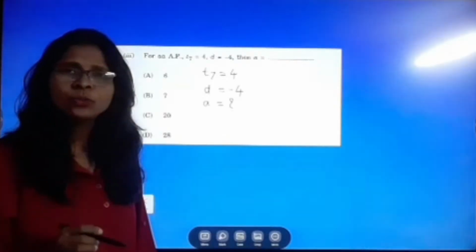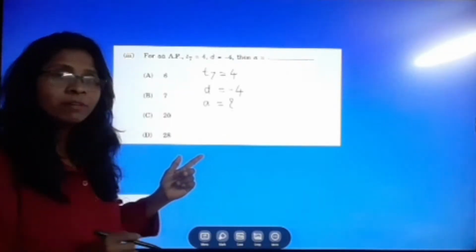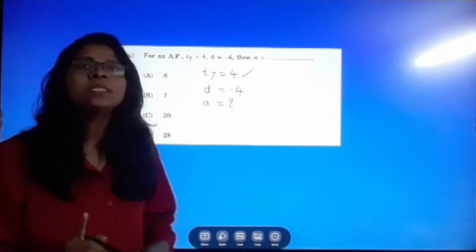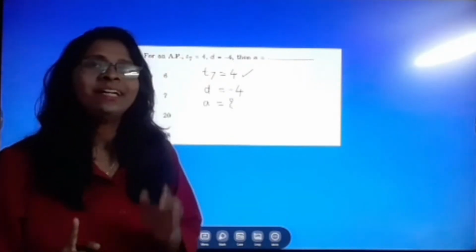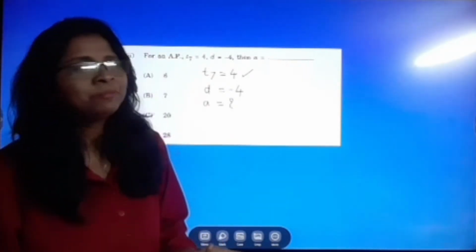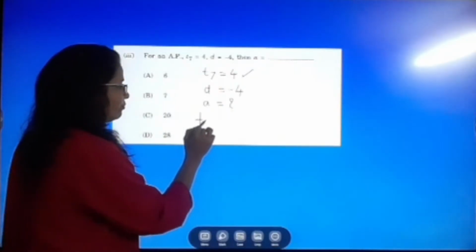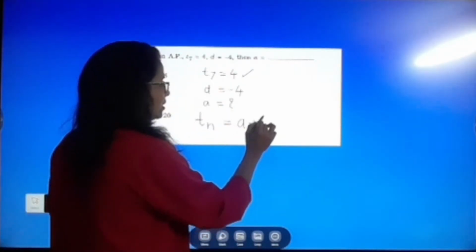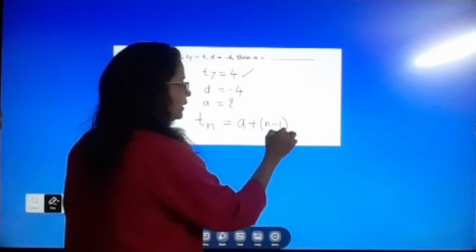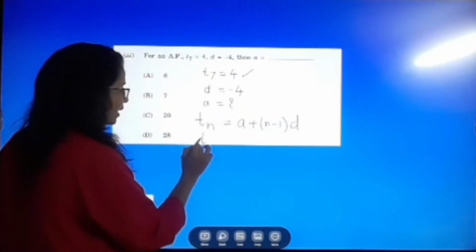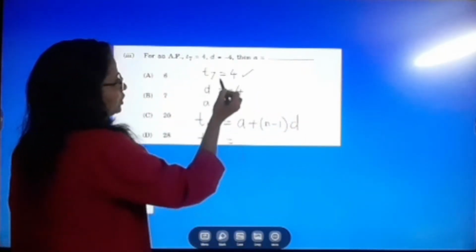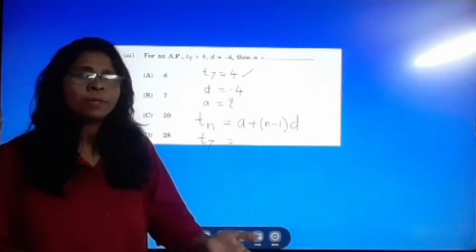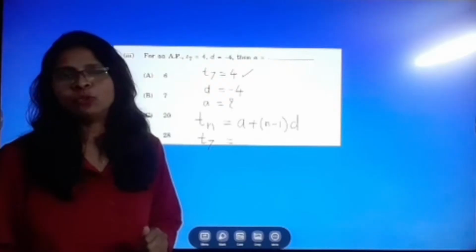So now here student, T7 is given. That means students, we have to use the formula for Tn. Very easy. The formula for Tn is equal to A plus n minus 1 D. So that's why students, for T7, I take the value of n as 7, because the T7 value is given.